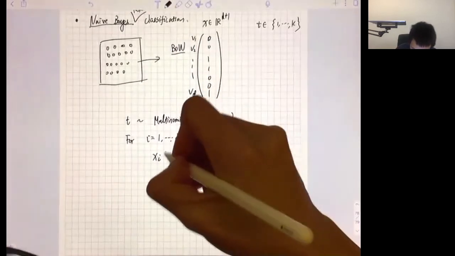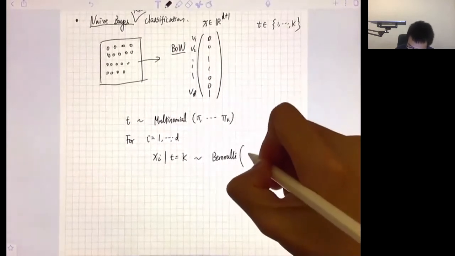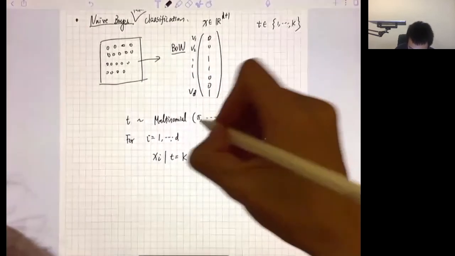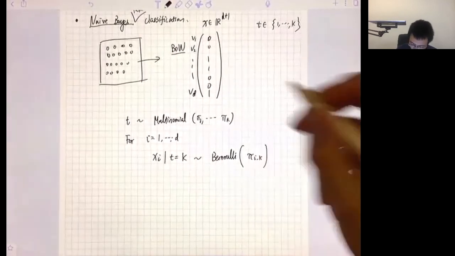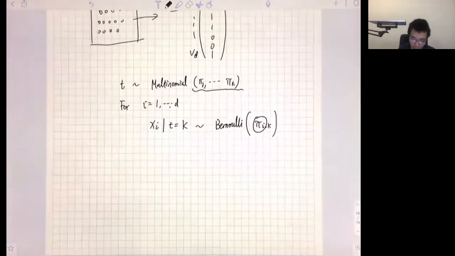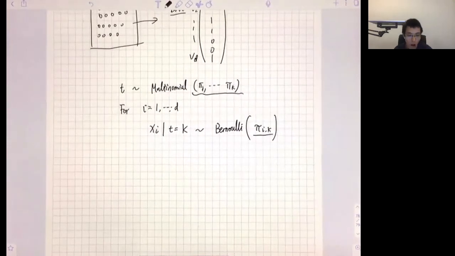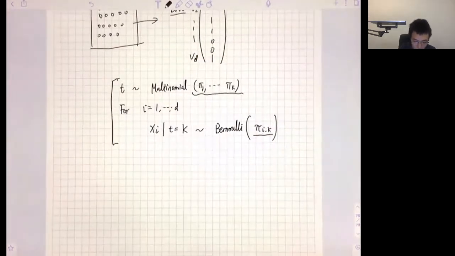So given T equals k, that is the Bernoulli distribution. I can call it pi for the ith word in that category k, okay? So this pi is different from that pi. This pi is the distribution of my category of text, and these pi k are the probabilities of whether my ith word would occur or not in the kth category, okay? So this is one formulation.